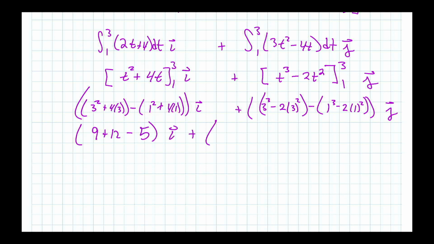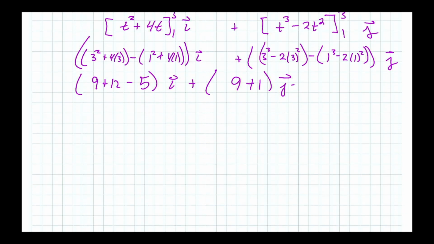5i plus, work this out, 27. This is 3 squared. 3 squared is 9. 9 times 2 is 18. So this is 27 minus 18. So that is 9. So that is 9 minus, if you put in a 1 here, oops, I'm going to erase that on accident. This is 1 minus 2. 1 minus 2 is negative 1. So minus negative 1, it's going to be plus 1, j.